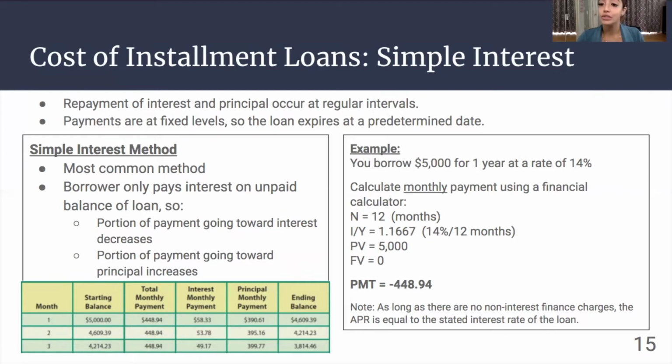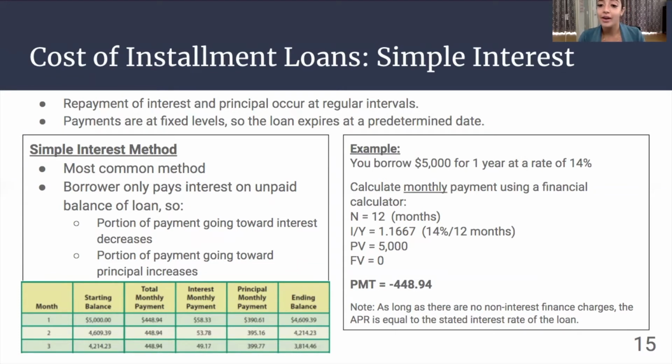The borrower only pays interest on the unpaid balance of the loan. That means that over time, as you make your payments, the portion of your payment that goes toward interest is going to go down because your unpaid balance is going down. And the portion of your payment that's going towards principal is going to increase because you owe less and less with each payment. So to the right, we have an example.